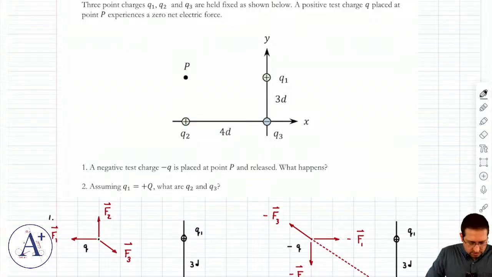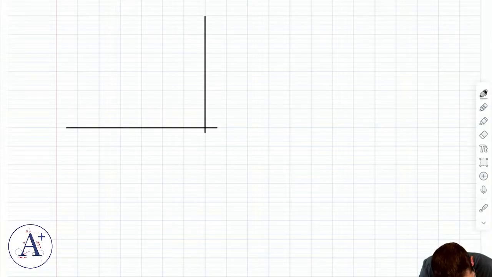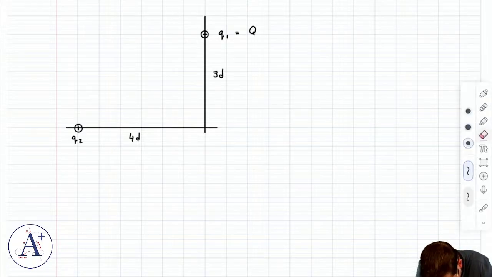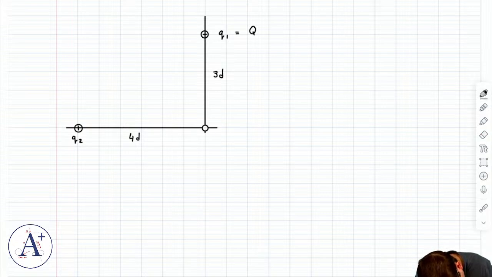Okay, so let's redraw this a little bigger so we have some space to understand the drawing. I'm not trying to make this to scale in any way. I'm just going to call this q1. We're told it's q. This is going to be 3D, here we're going to get 4D. This is going to be q2. And then here is going to be a negative charge. This is going to be q3. And our point of interest is here.